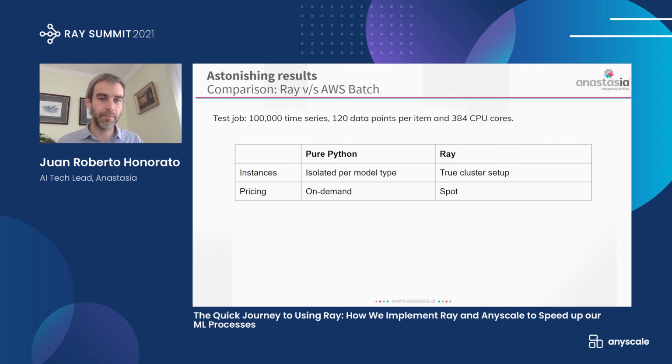In the pure Python implementation, the AWS Batch, if you recall, the instances were isolated between them and each was processing a single model type. Those were using the on-demand instances, so the price was the full 100% listing price. On the Ray side, the instances were forming a true cluster setup. We had more instances distributed with fewer CPU cores for each, and we were using spot instances with their associated discounts.